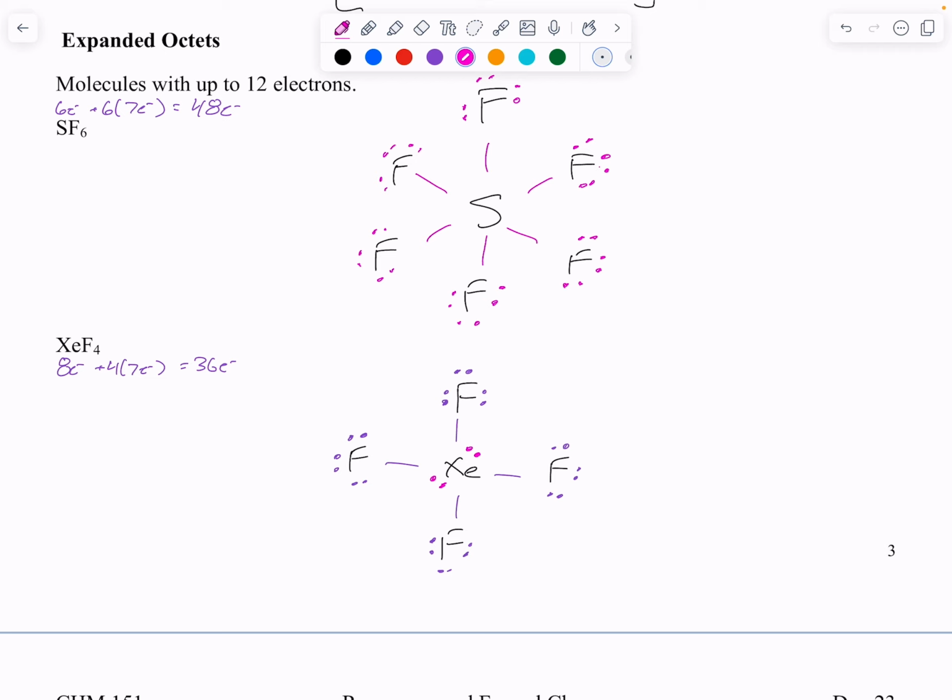But if you look at these, what are their formal charges? Sulfur here has 6, brought in 6, it's happy. Xenon has 8, brought in 8, it's happy. It's 0. So formal charge actually works for these, which is kind of neat.